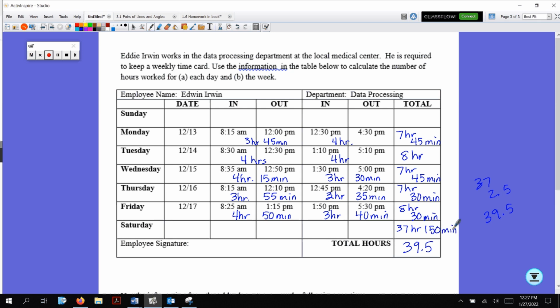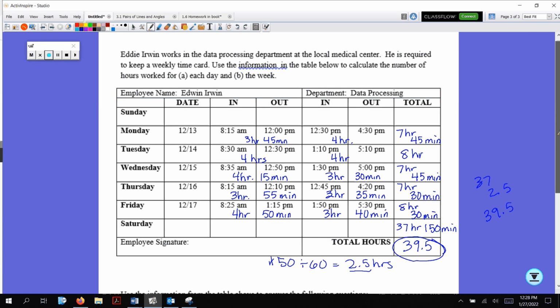Remember, there are 60 minutes in an hour. If I take 150 divided by 60, that tells me how many hours there are. So 150 divided by 60 says I have 2.5 hours. I add the 2.5 to the 37 I already counted, and that gives me a total of 37.5 hours. Right? That's time card. You got this.